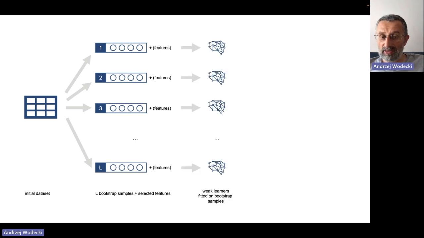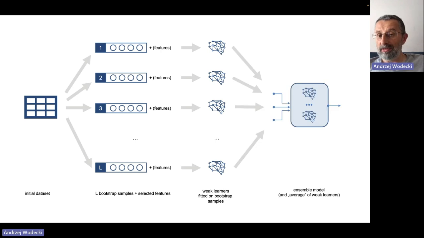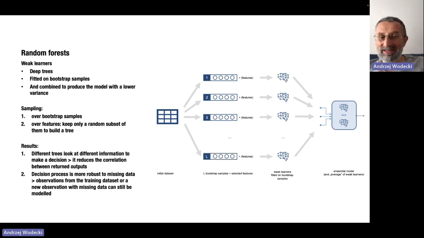So when you compare these separate data sets, it's obvious that they will have different customer records, but they may also differ in terms of the features taken into account. So next we train weak learners fitted on a bootstrap sample and ensemble models, the average of weak learners, which we already did. Why is that important? This is the essence of so-called random forests.